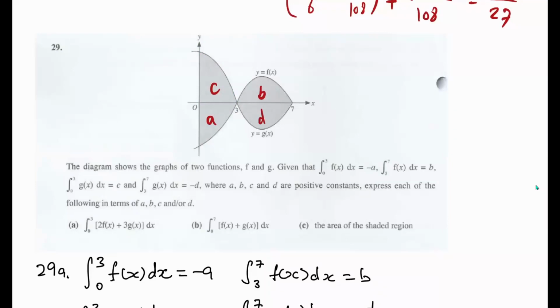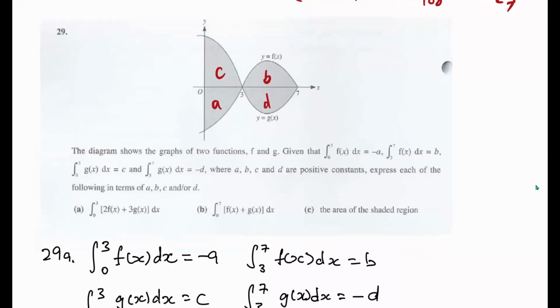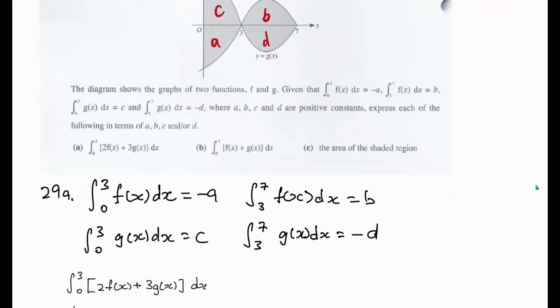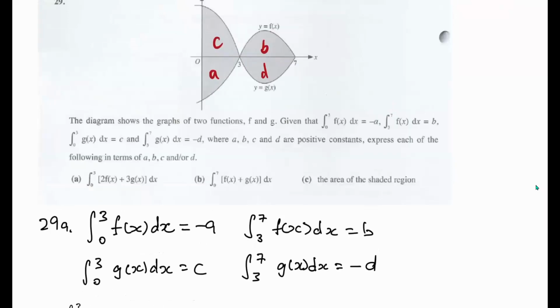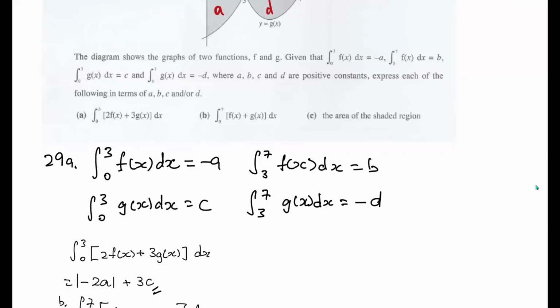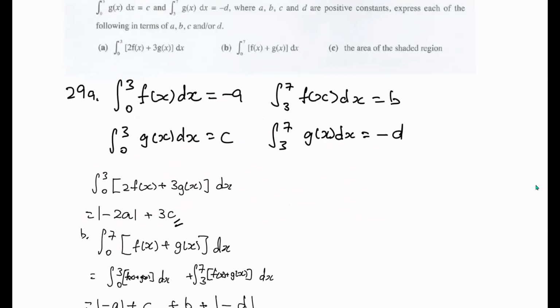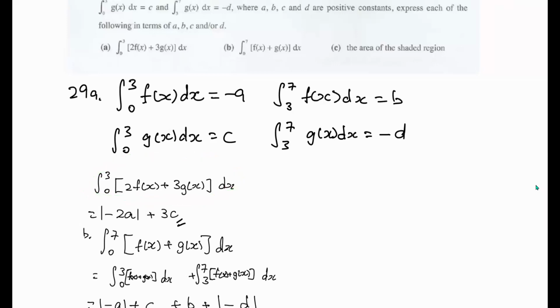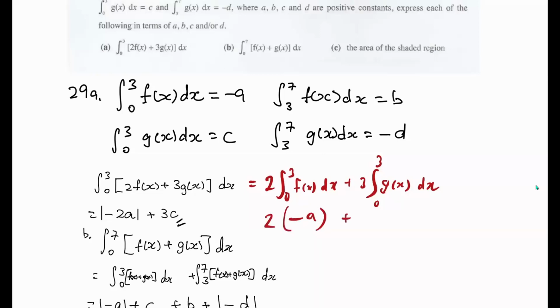So next one, you want to look at part A, expressed in terms of a, b, c, d. Integral from 0 to 3 of 2 times fx plus 3 times g of x. So what we have is this guy, which can be interpreted as 2 times integral 0 to 3 of fx dx plus 3 times integral of gx along the same limits 0 to 3 dx. Okay, good. So integrate from 0 to 3 of fx, you get negative a. So 2 times negative a plus 3 times integral from 0 to 3 of g of x is c.